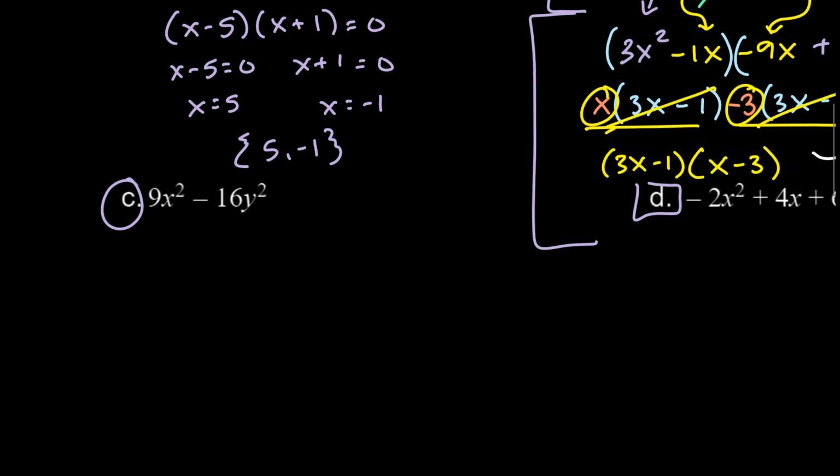Now, a lot of people's brains didn't quite remember what to do here. What is special going on here? They are both perfect squares, and what's between them? A negative. That means we can use what? Difference of squares. So we square root everything. What is the square root of 9x squared? 3x. What's the square root of 16y squared? 4y. And what do I do between these two terms? I add and subtract them.